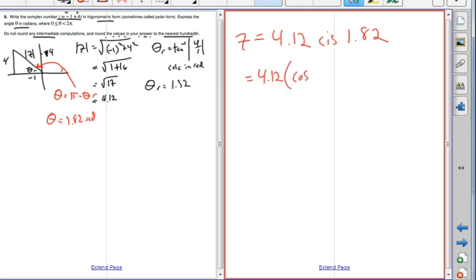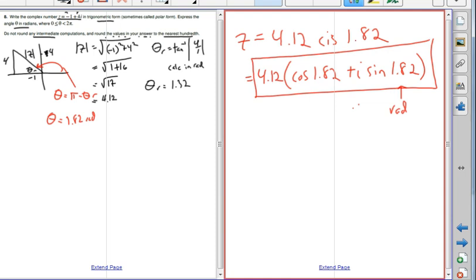If I want to expand that, I can write 4.12 cosine 1.82 plus i sine 1.82. And there we go. That 1.82, just as a reminder, is in radians. All right, that's our problem. We have solved it and put everything into the nearest hundredth.